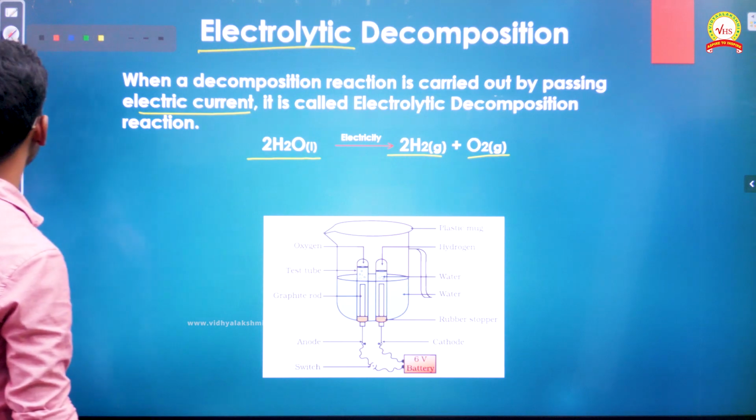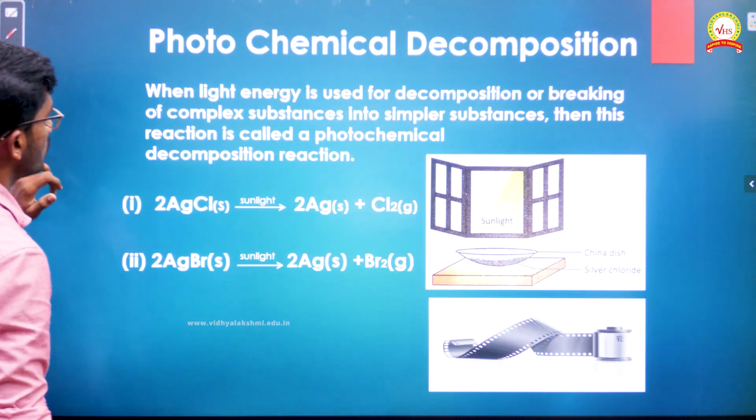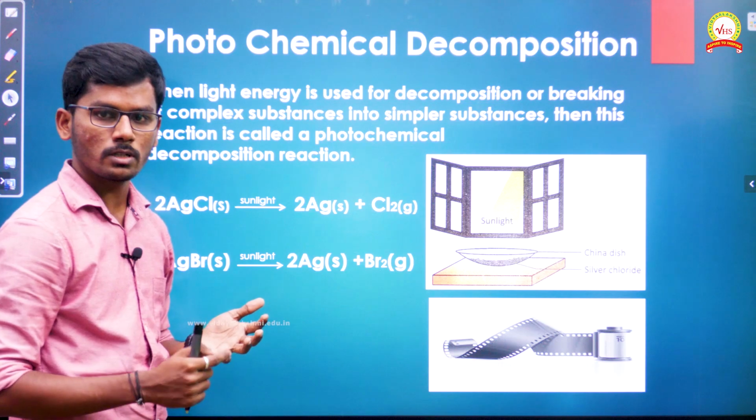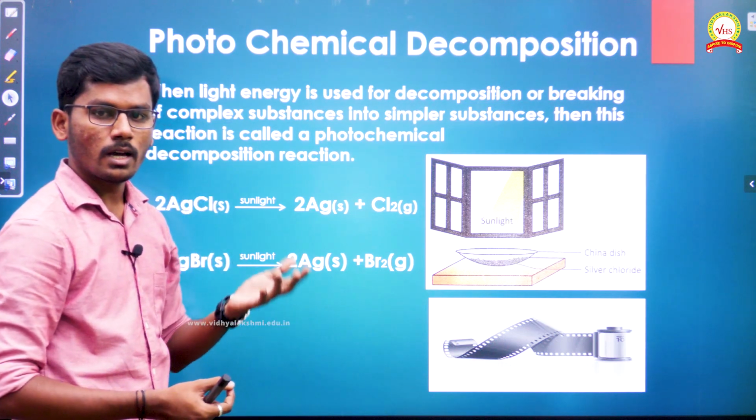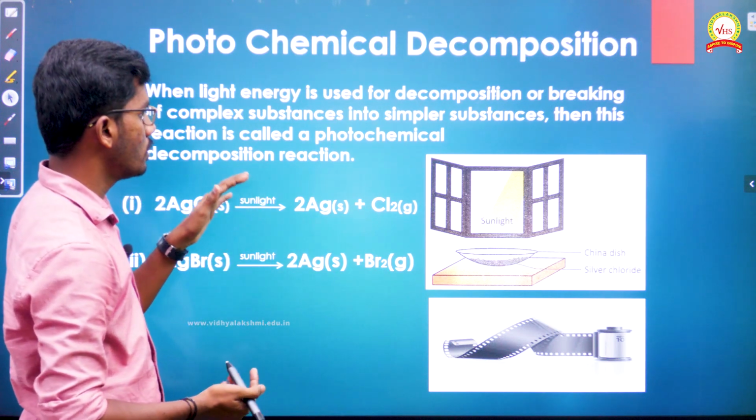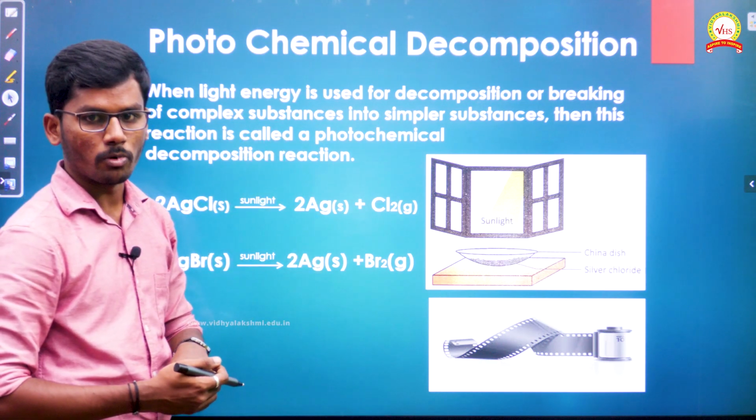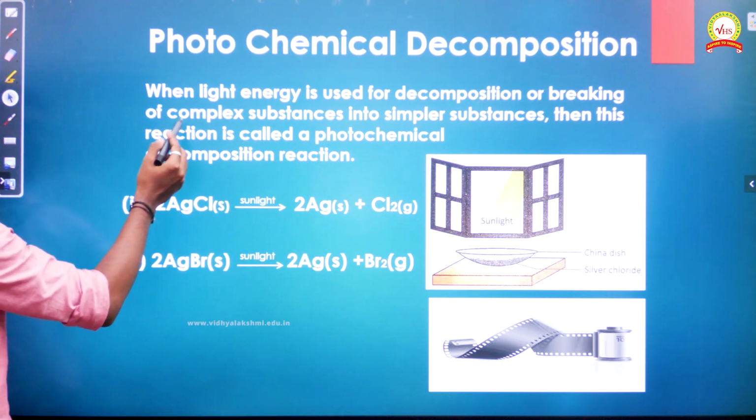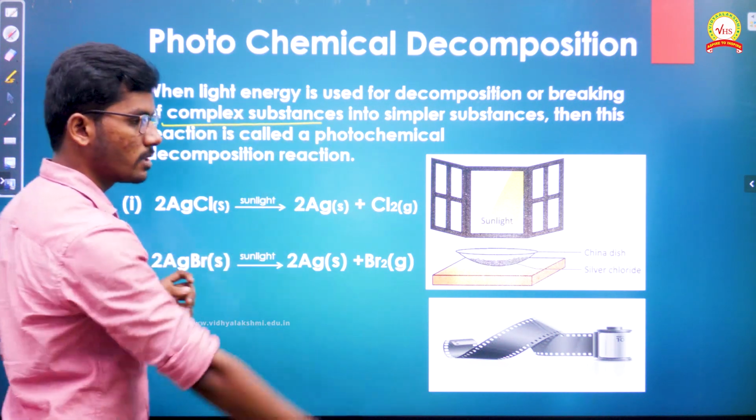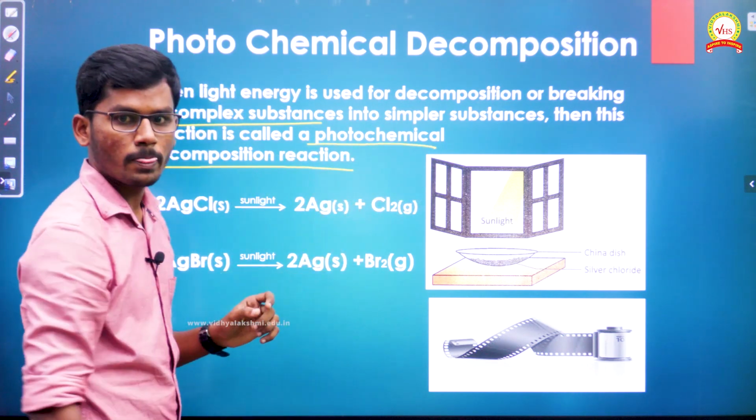Okay. Next, the other type of decomposition reactions are photochemical decomposition reactions. So far we have seen decomposition carried out by supplying heat energy and then carried out by electric current. The next kind of decomposition is photochemical, which is done by passing light energy to a compound. Okay, so you just follow the lines. When light energy is used for decomposition or breaking of a complex substance into the simpler substances, then that reaction is called as photochemical decomposition reaction.